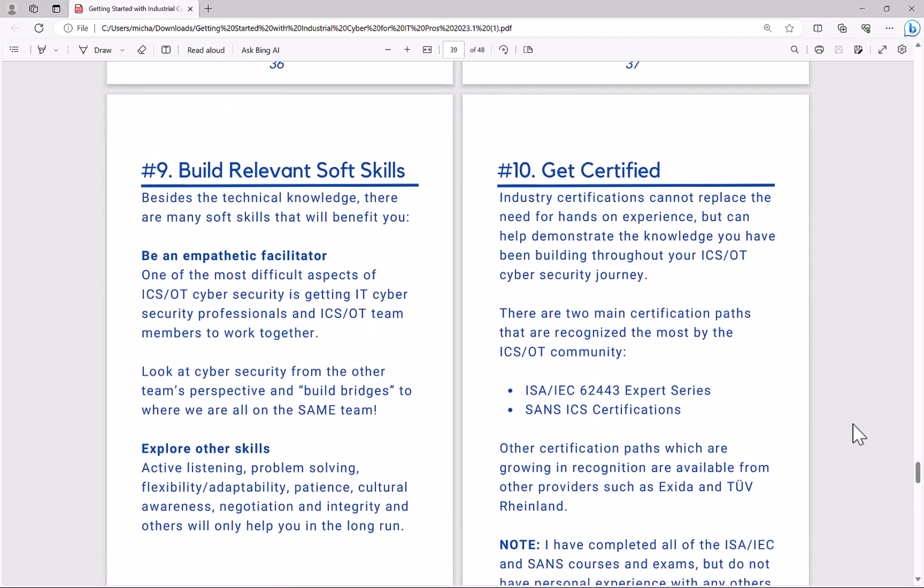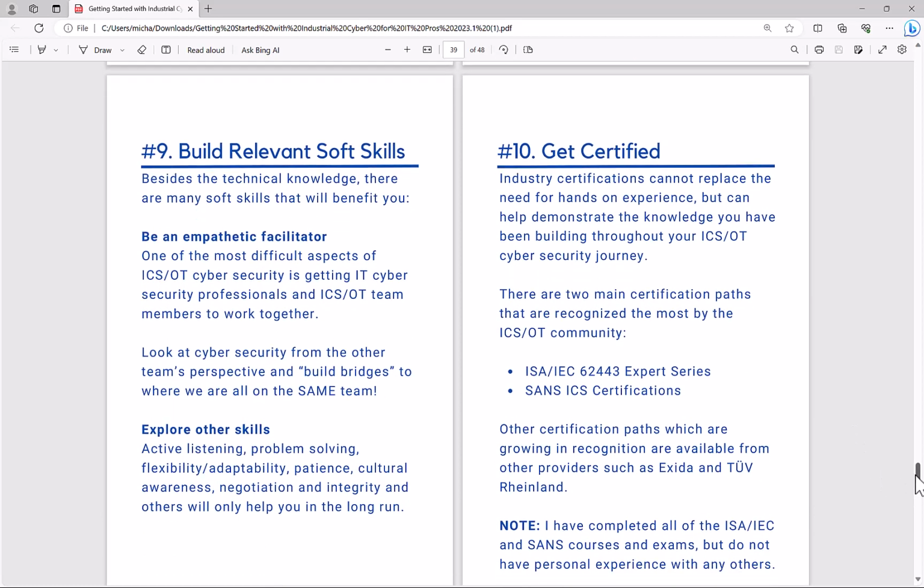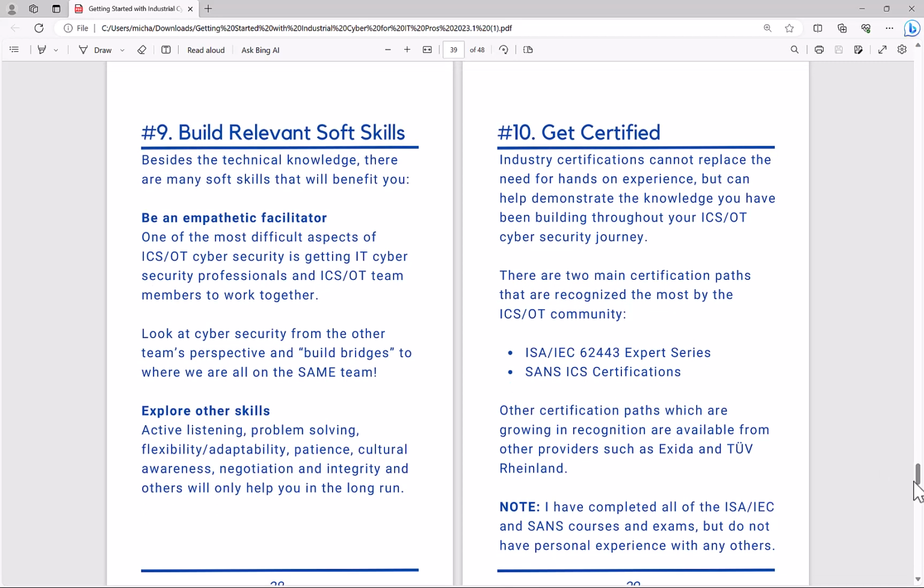There's some relevant soft skills we talk about. I call it empathetic facilitator, is what I came up with. One of the biggest problems we have in securing ICS OT environments is that oftentimes, especially when IT is just cybersecurity, it's being introduced to OT, there's a lot of conflict. There's a lot of barriers between people on, we say, the OT side of the house and the IT side of the house. And what we forget is we're all part of the same house. We all live under the same roof, in this context.